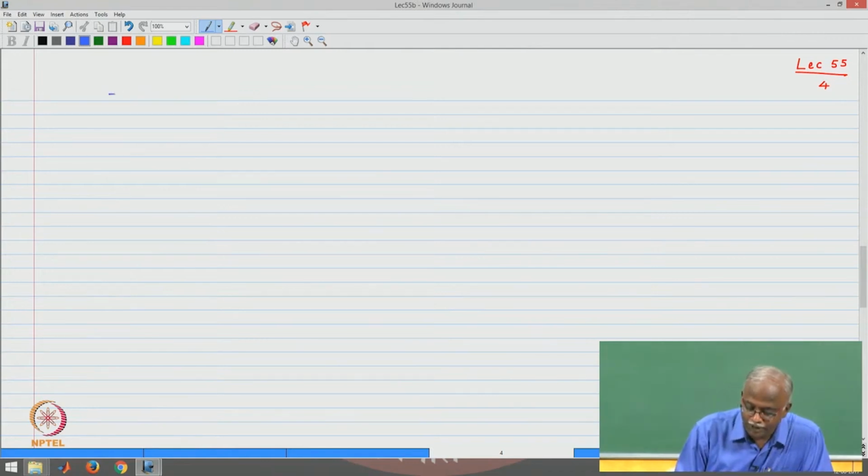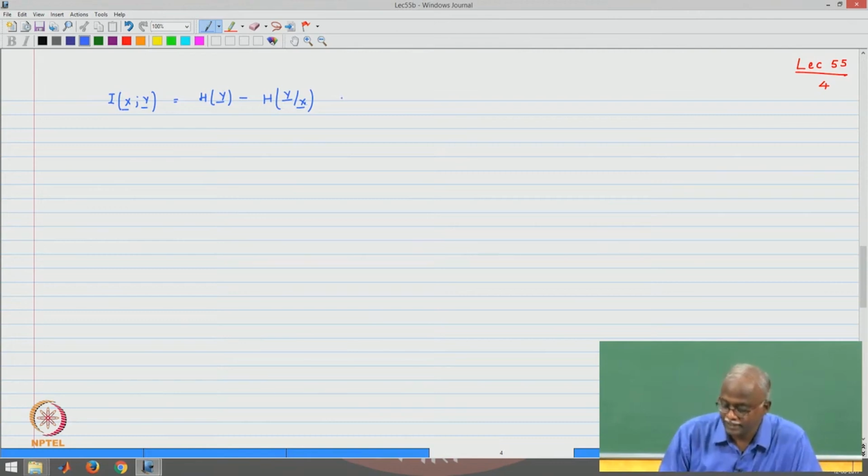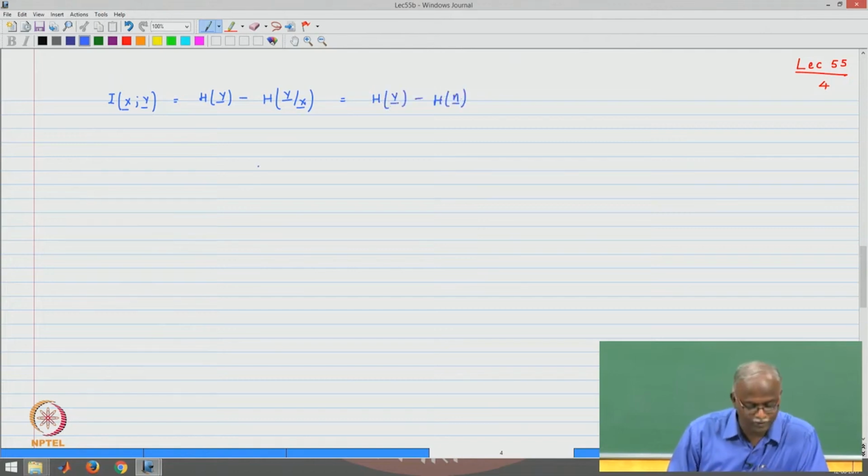The mutual information between the input and the output, I of vector x and vector y, is given by the entropy of the vector y minus the entropy of y given x. Again, these are basically a repetition of what we had discussed in the last class. This is given by H of y minus the entropy of the noise vector. And we showed a couple of results. Let me just mention those.